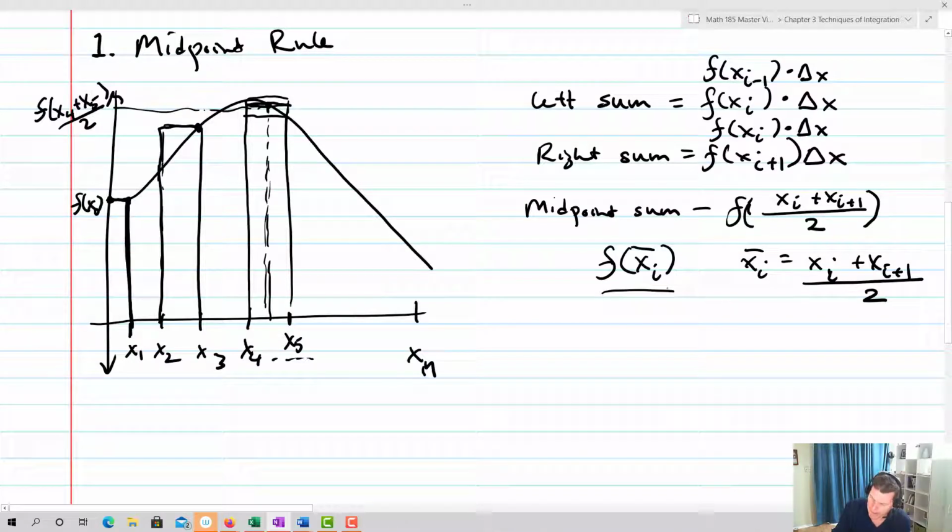Now, in order to find my area, I'm going to then multiply that by delta x. So however big delta x is, that's going to end up being my area. And that's it. That's how I go out and find the midpoint sum. Then the idea here is I just add them up along whatever interval I'm calculating for, and that gives me my approximation. So let's try one out.